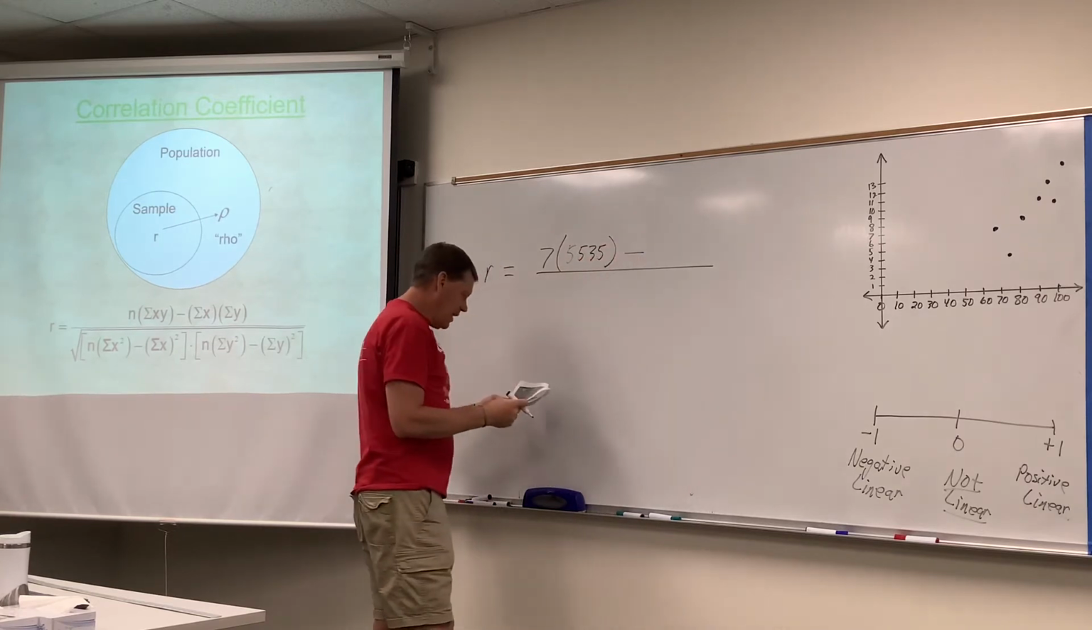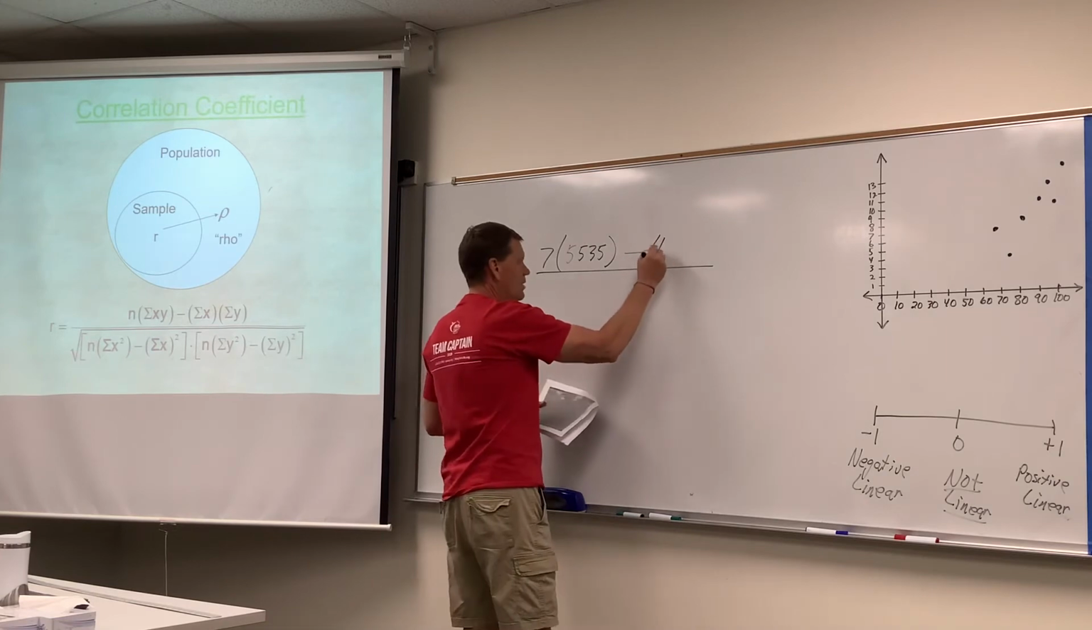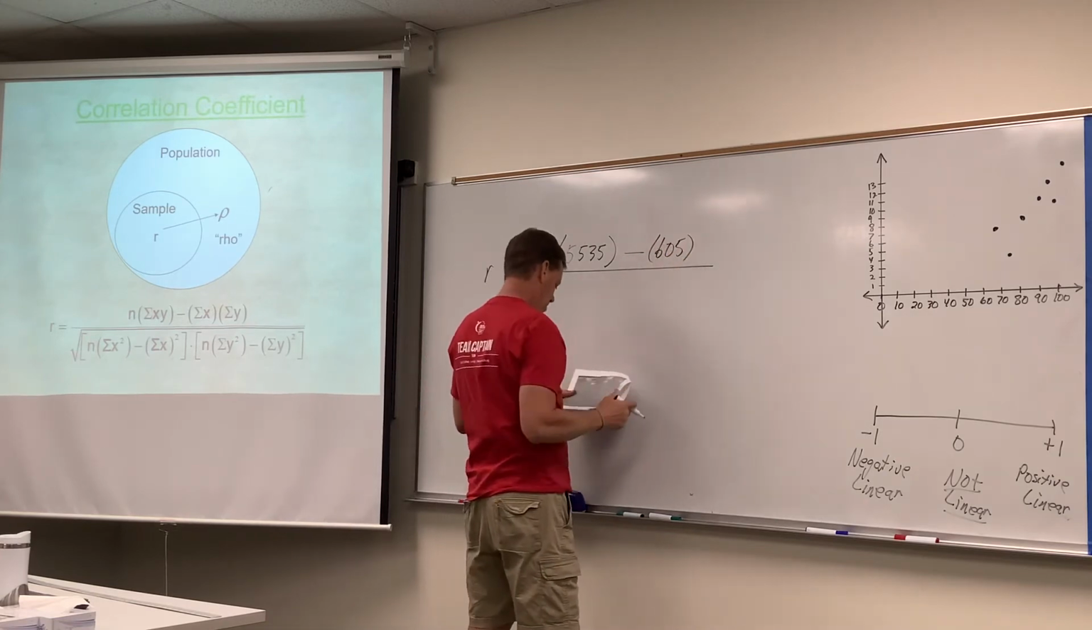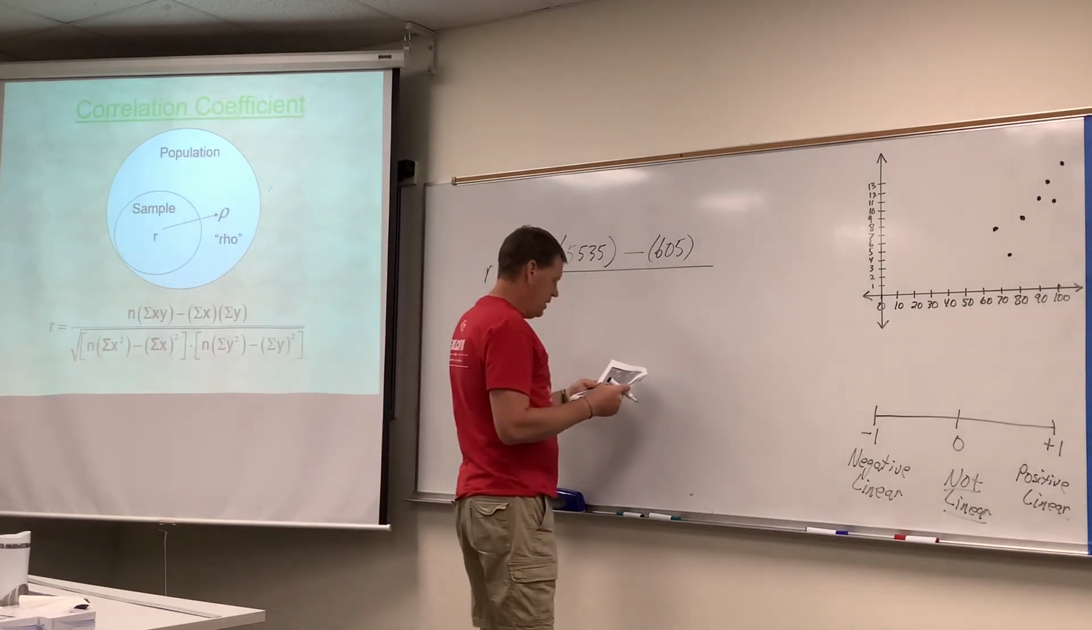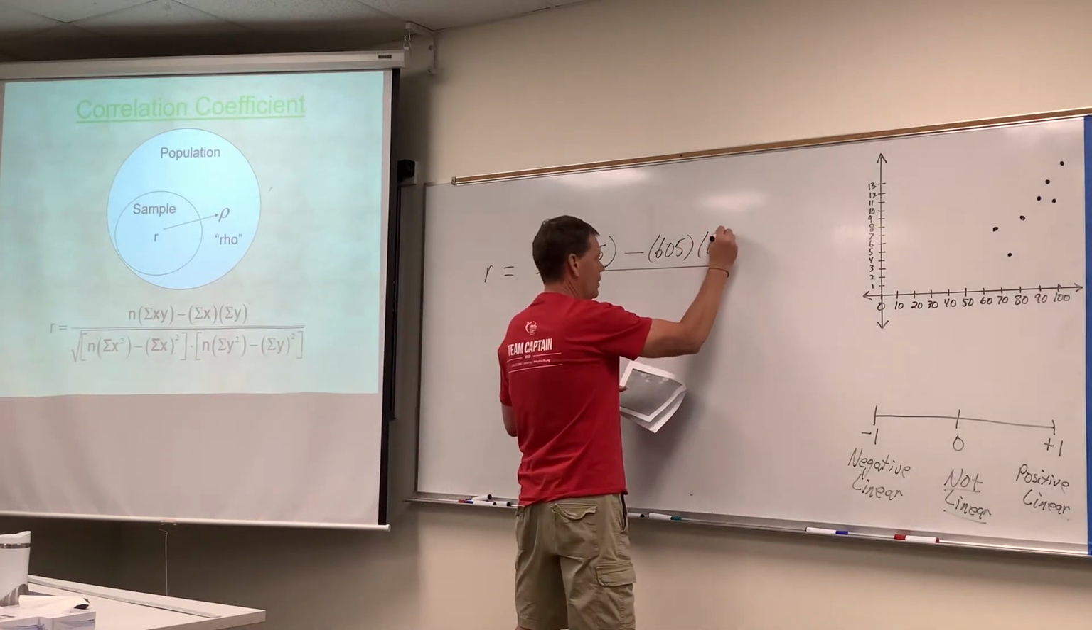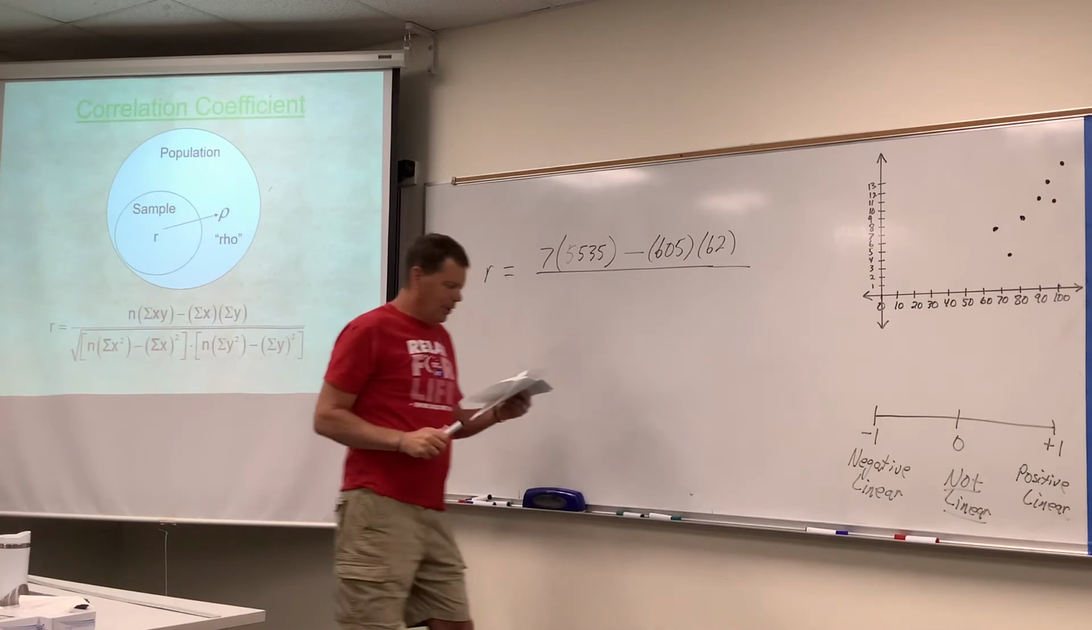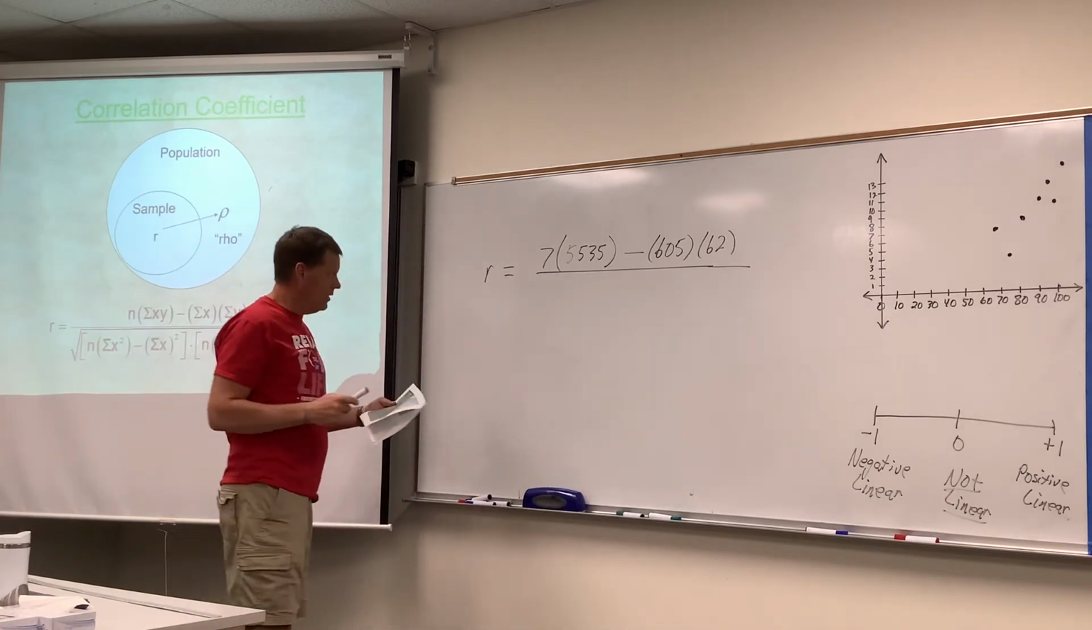Minus the sum of the x column. That'd be the 605, wouldn't it? And then times the sum of the y column. And that would be the 62. I hope I'm looking at the right table here. Emergency calls, outdoor temperature. Yes.